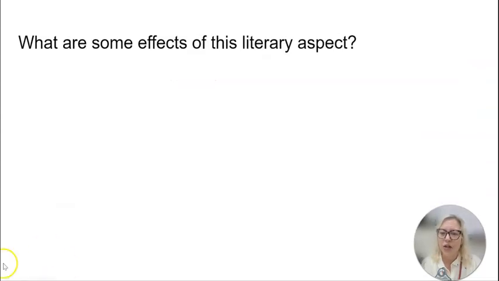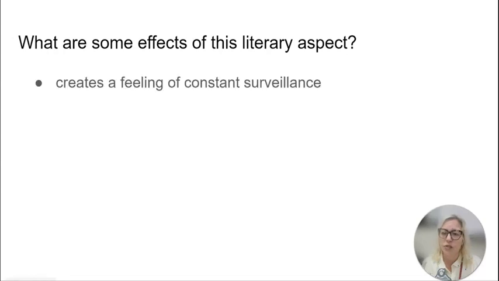All right, what are some effects of this literary aspect? So what does it do to the reader? And you can think of this partly in terms of what it does to Offred too, because as the narrator, we're feeling a lot of what she is feeling. And so you can kind of start there and then think, okay, then what is the effect on me, the reader? What kind of thoughts do I have? What kind of feelings do I have in response to these uses?